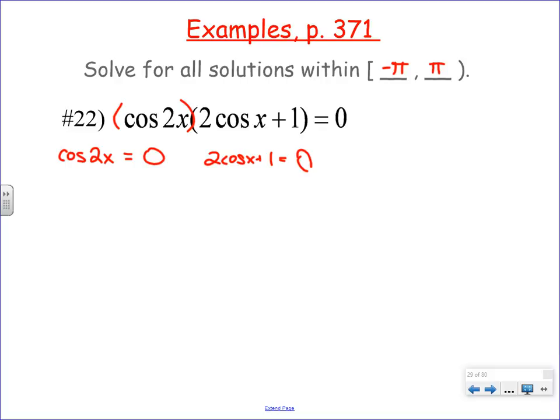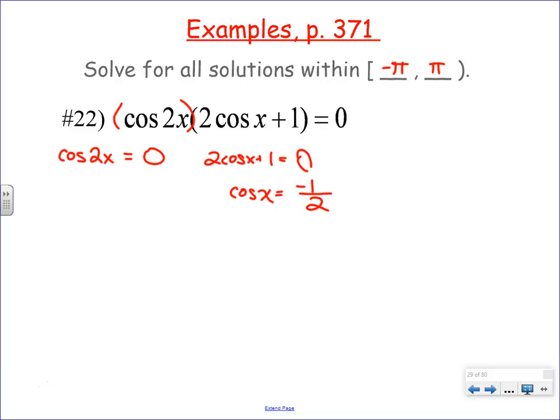Well, the right one looks a little more normal, right? The left one's kind of weird, got 2x. But the right one, how would we get cosine alone? Yeah, subtract and then divide. So it would be -1 divided by 2. Are we cool on that one? Does that one look familiar, like something we might have just recently done? Maybe to the point where you could kind of just jump to the answers?